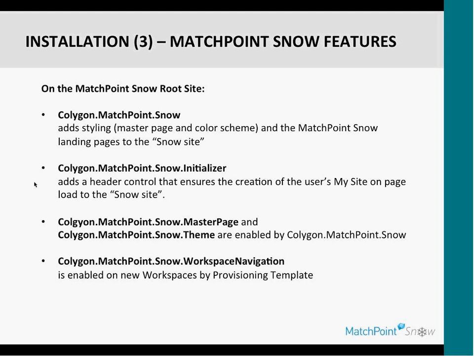Additional features, which you don't specifically have to enable. I'm mentioning them because we've had some installation scenarios where something went wrong and the master page, for instance, had to be enabled manually in a second step. So there are two additional features, the master page and the theme, which, in the scenarios that we tested, were enabled on the Snow side by the feature Colygon.matchpoint.snow.